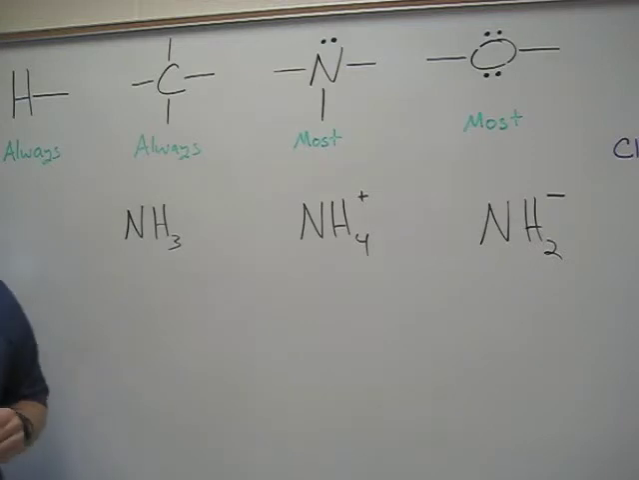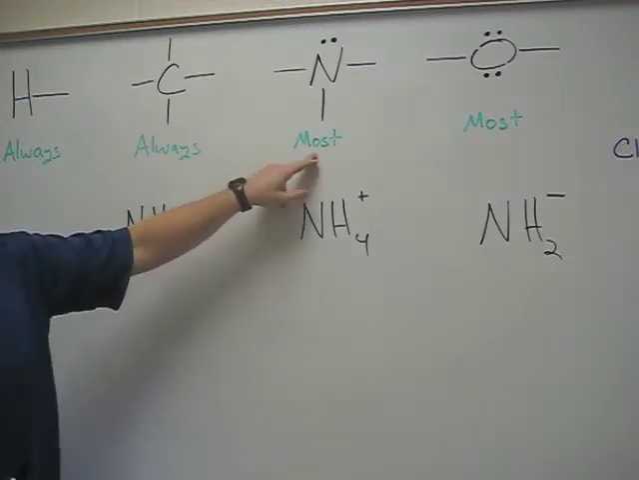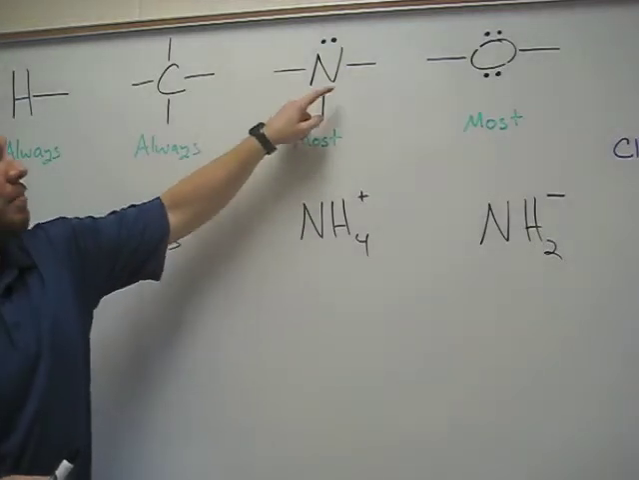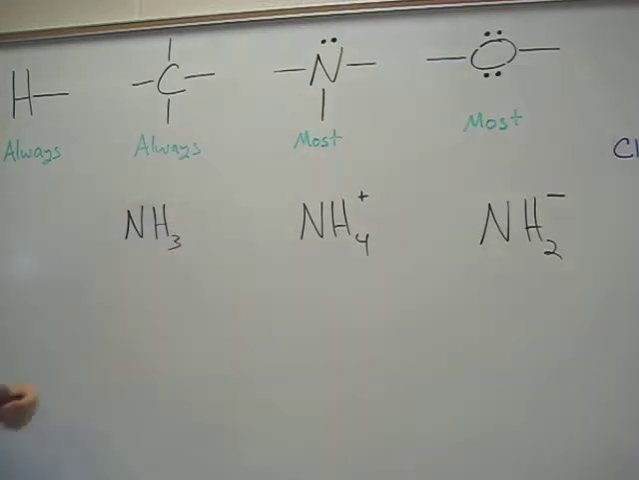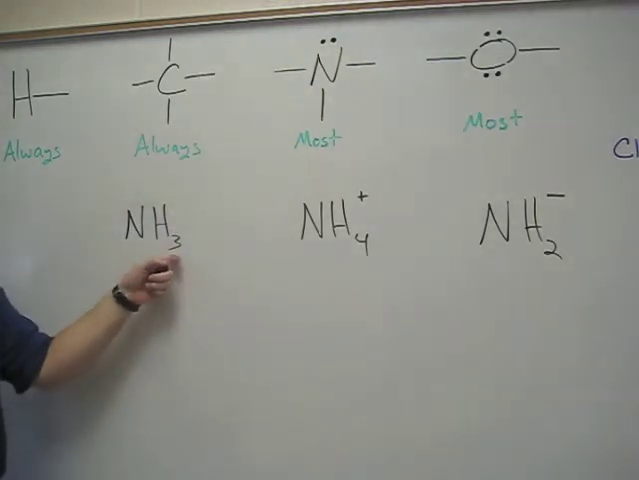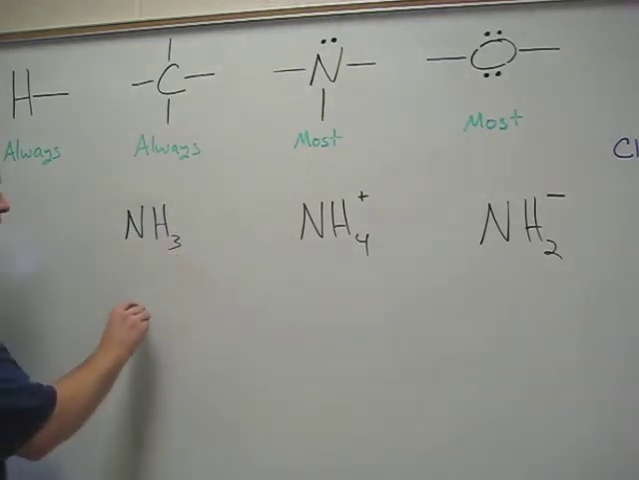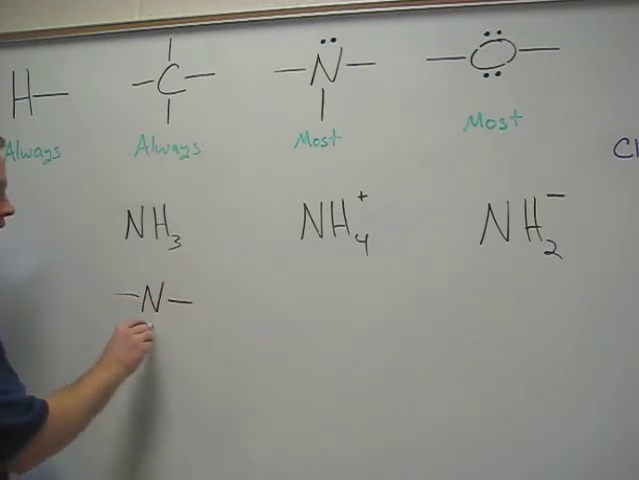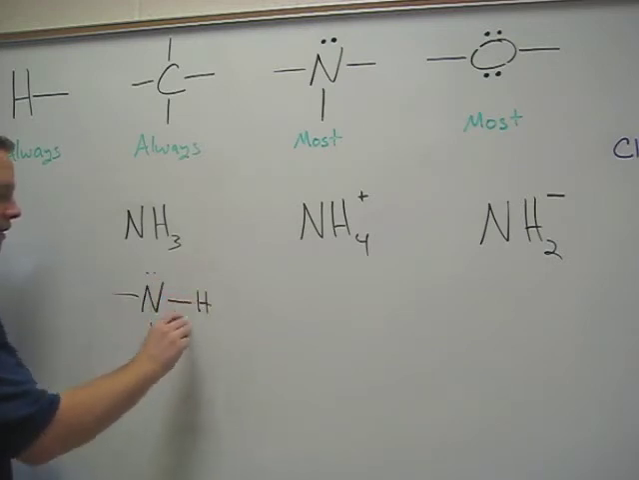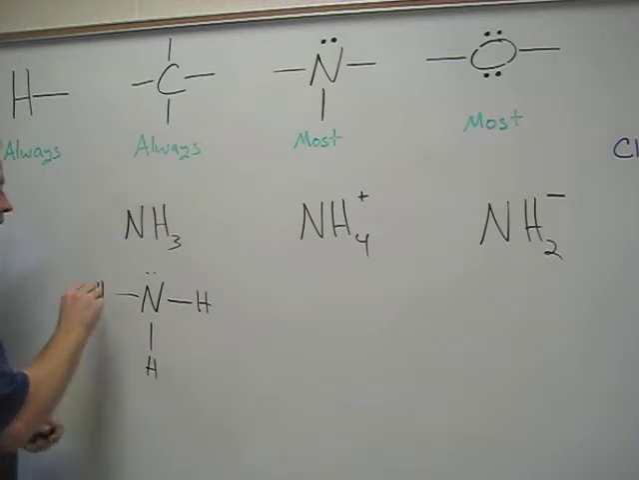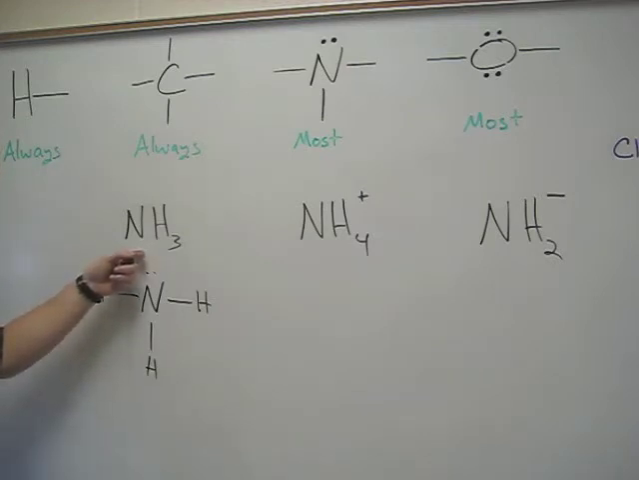Let's take a look at some nitrogen compounds. Again, we know that most of the time, nitrogen wants 3 bonds with 1 lone pair. So as soon as I see this, I say 3 bonds, 3 hydrogens, that makes a perfect match. So I know it's going to be like this. NH3, and that's common household ammonia.